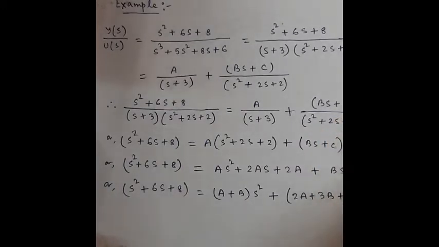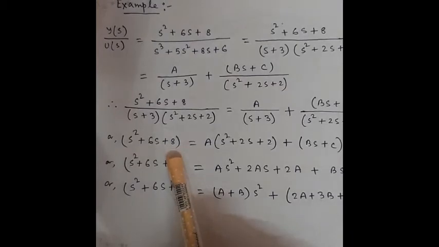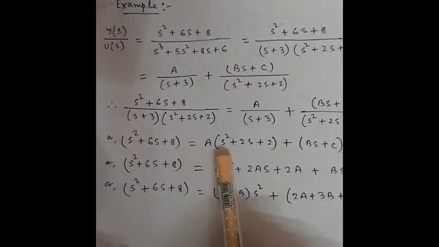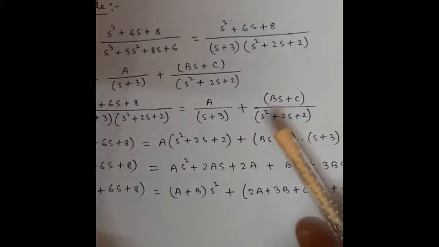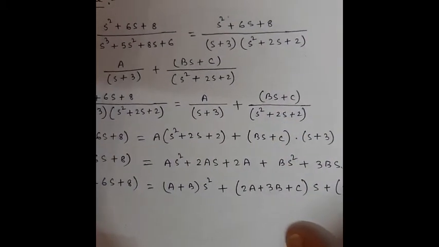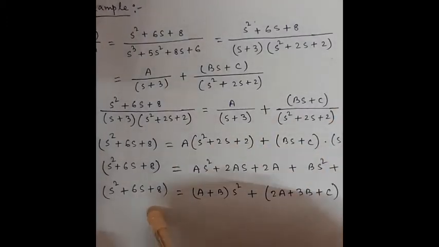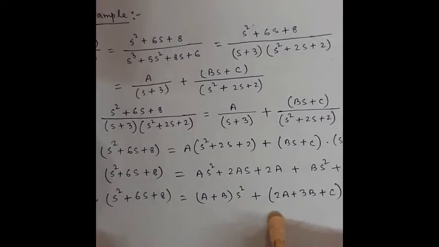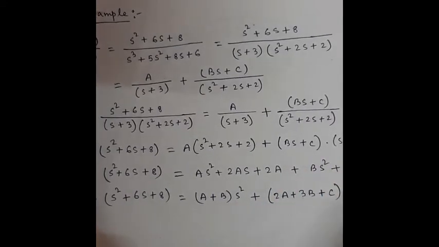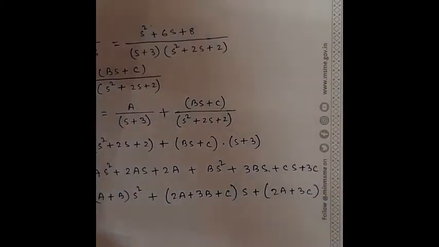If we take the LCM of the system, then we can get s square plus 6s plus 8 is equal to A into (s square plus 2s plus 2) plus (B s plus C) into (s plus 3). So we can write s square plus 6s plus 8 is equal to (A plus B) s square plus (2A plus 3B plus C) s plus (2A plus 3C).